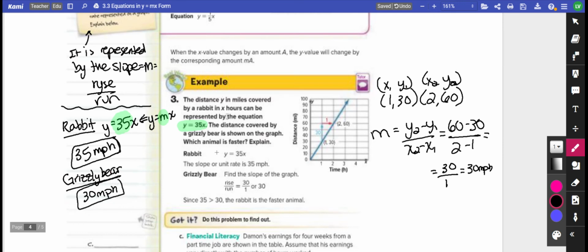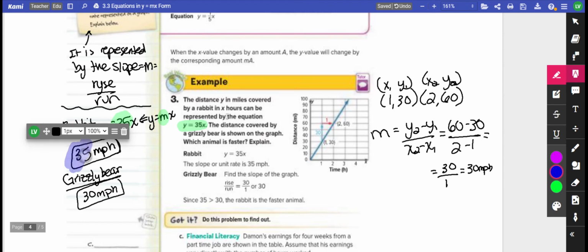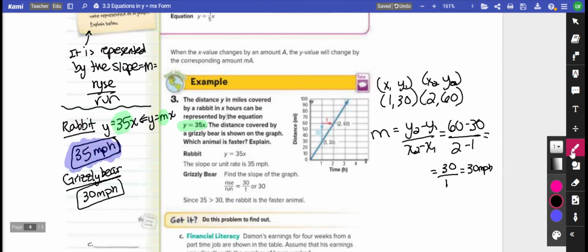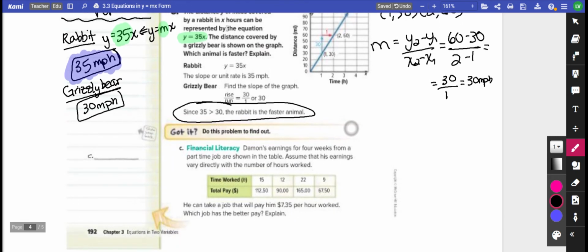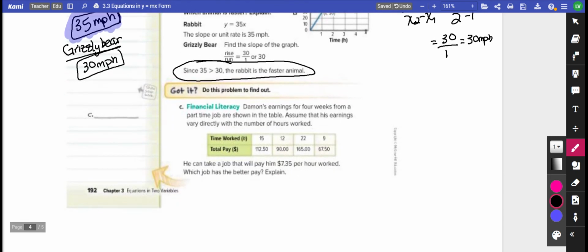So to answer the question, which animal is faster? Well, the rabbit's going to be faster, and that is because 35 miles per hour is greater than 30 miles per hour. You could also write it something similar to this: since 35 is greater than 30, the rabbit is the faster animal. Got it? Let's do these problems to find out.